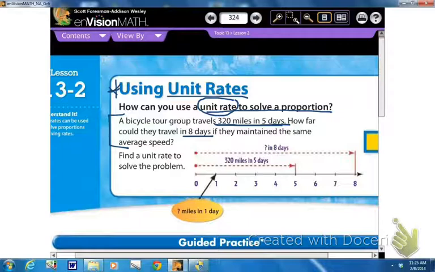Here we are, they show this nice little picture here, 5 days, 320 miles, and we want to know, well, how far will they travel in 8 days? All right, so first thing we want to do is set this up as a rate and then find the unit rate. Let's look at the next page.